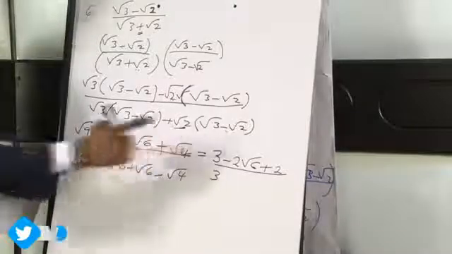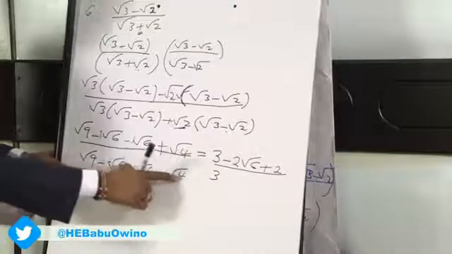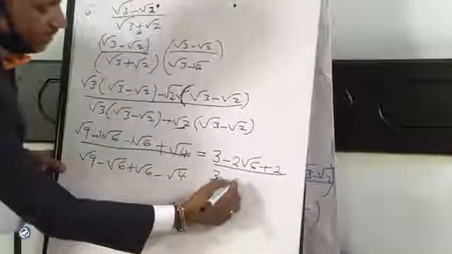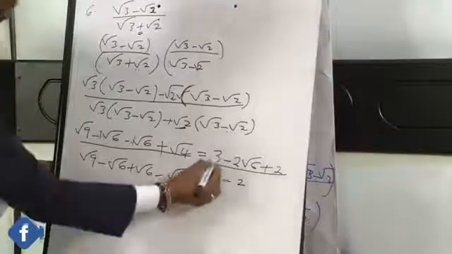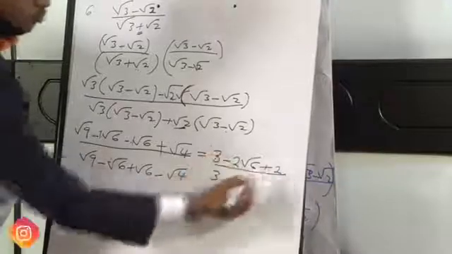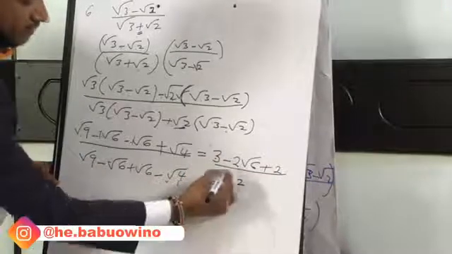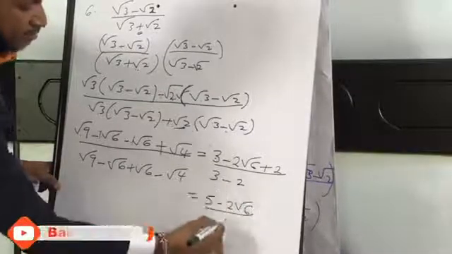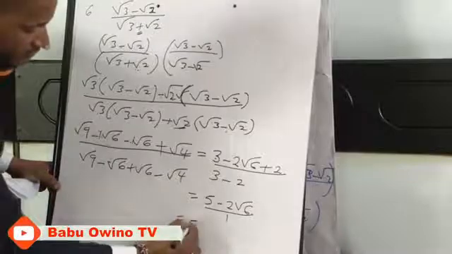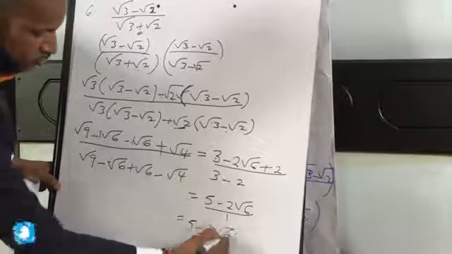So we don't write the 0. Then we have minus root 4. Root 4 is 2, so it is minus 2. From here, we have 3 plus 2, you get 5 minus 2 root 6, divided by 3 minus 2, which is 1. So we have 5 minus 2 root 6.